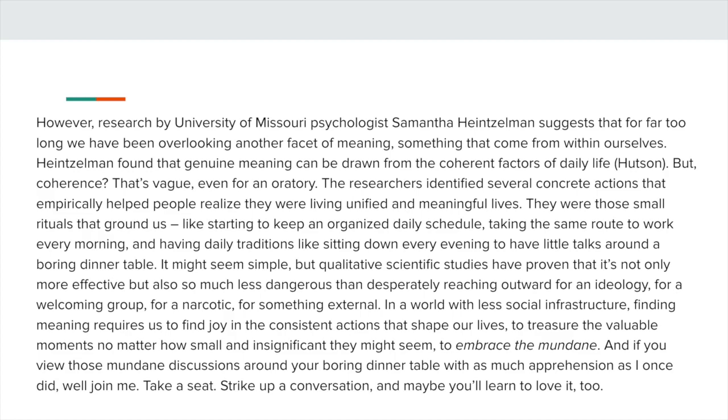that shape our lives, to treasure the valuable moments no matter how small and insignificant they might seem, to embrace the mundane. And if you view those mundane discussions around a boring dinner table with as much apprehension as I once did, well, join me. Take a seat. Strike up a conversation. And maybe you'll learn to love it too.